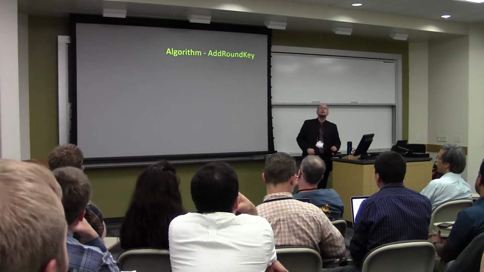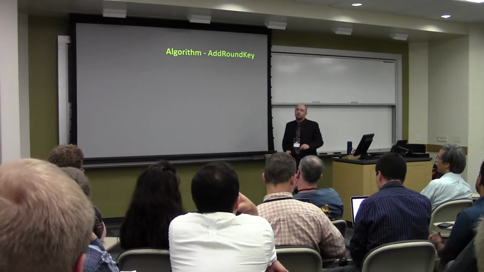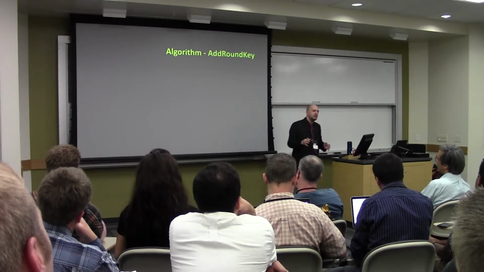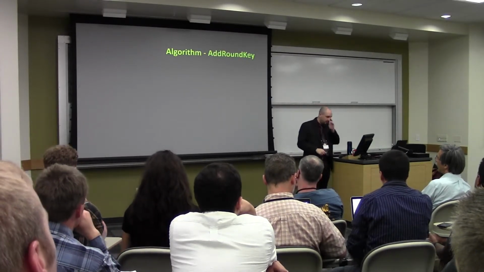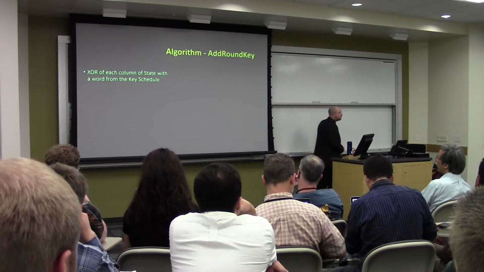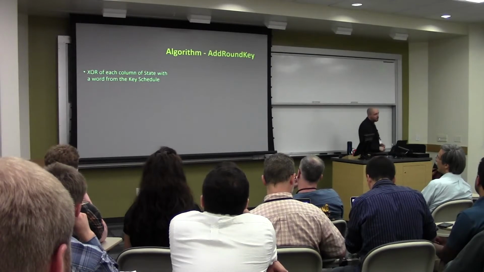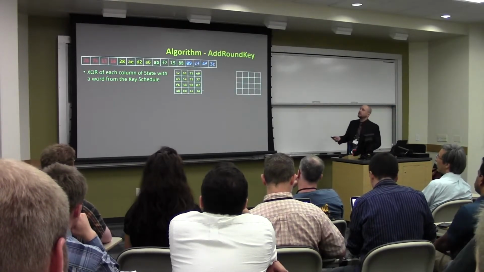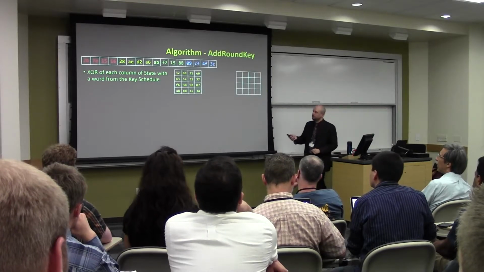Okay, we have one more piece of the encryption algorithm that we want to cover. We kind of detoured for a second. We talked about how keys are expanded. Now we're going to get back to the algorithm itself. We're going to talk about the add round key step. Here, all we're going to do is XOR each column of the state with a word from the key schedule. So here we have our state. Here we have our key schedule.